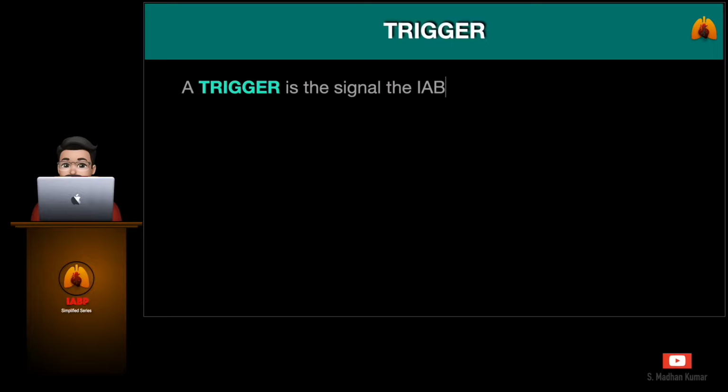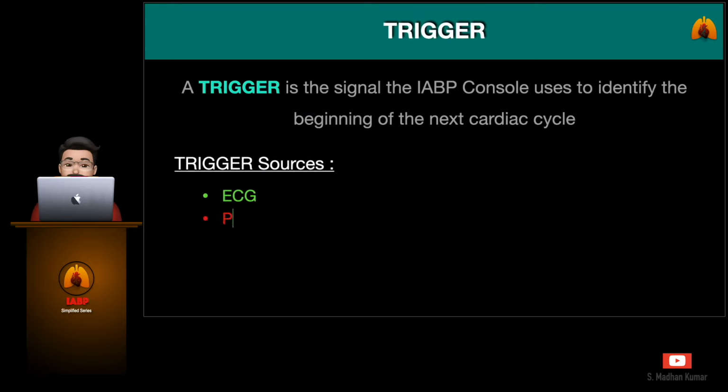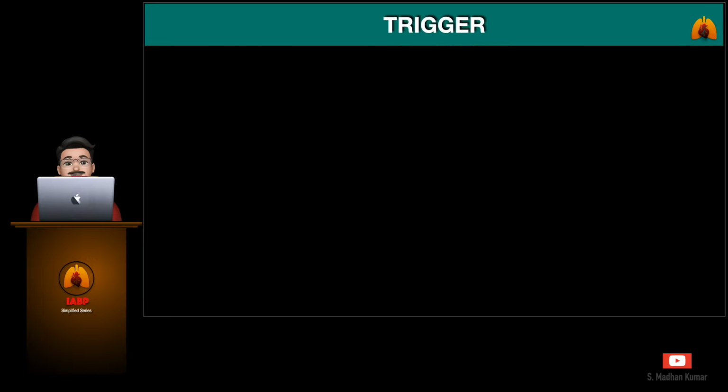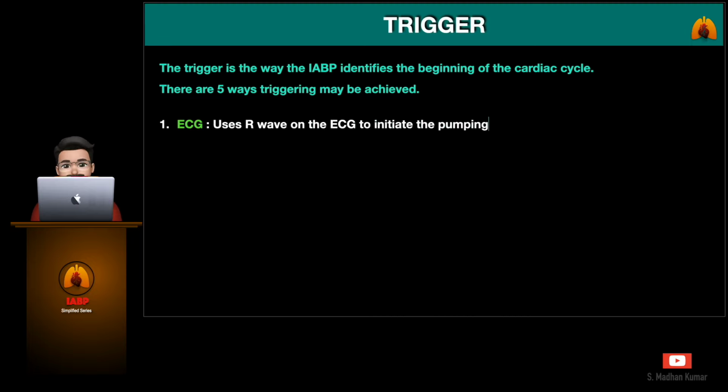A trigger is the signal the IABP console uses to identify the beginning of the next cardiac cycle. The trigger sources are ECG, pressure, ventricular pacer, atrioventricular pacer, atrial pacer, or internal mode. The trigger is the way the IABP identifies the beginning of the cardiac cycle. There are 5 ways of triggering which can be used.